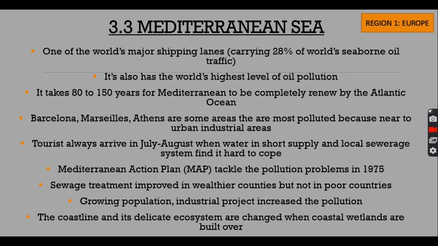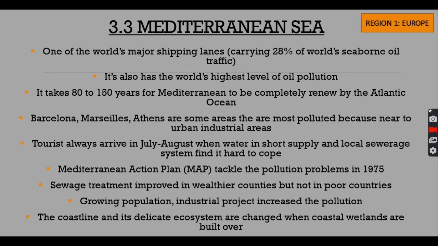The most polluted European areas of the sea are those near the urban industrial areas such as Barcelona, Marseilles, and Athens. And the tourists always arrive in July to August when water is in short supply and the local sewerage systems find it hard to cope. The tourism and the movement to the coastal areas are growing.